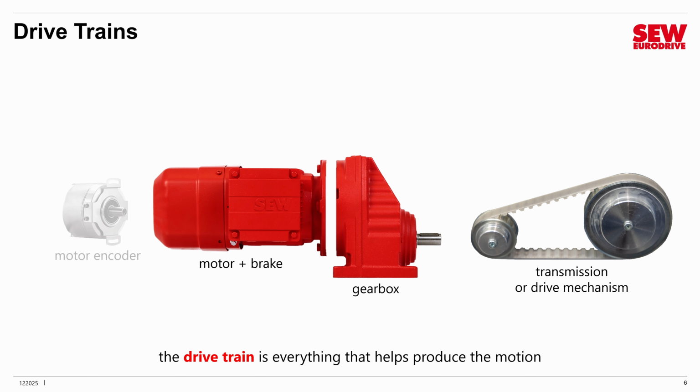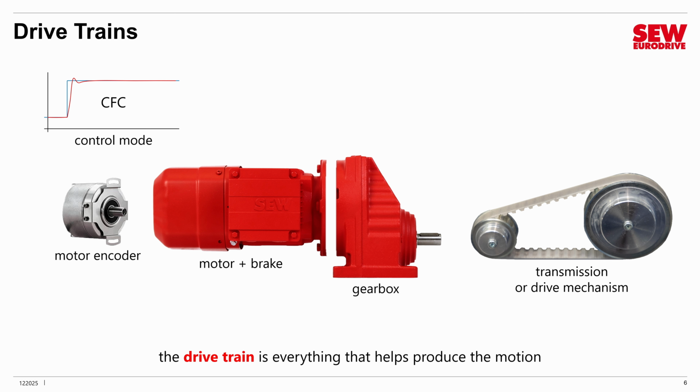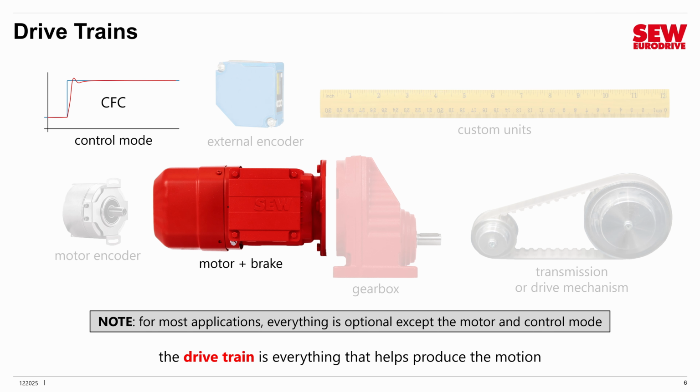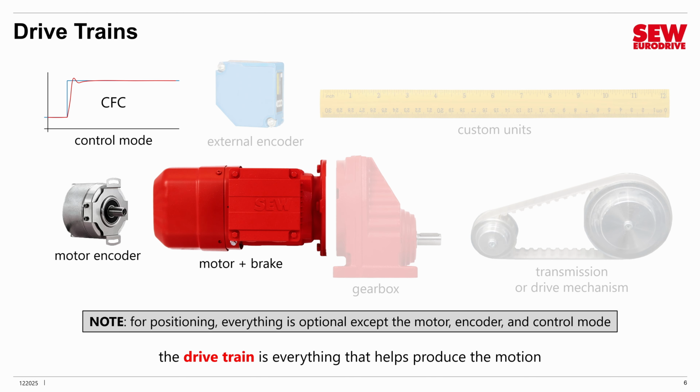If you're doing positioning, the encoder is an obligatory part of the drivetrain. If you're doing a velocity application, it isn't. This isn't a physical component, but it's something that is equally important. That is the control mode that the VFD is operating in. CFC mode is your best mode for positioning. It gives you the most precise results. You might have an additional encoder of some kind, like this laser encoder, and you might have some kind of custom unit. So these are all things that make up that drivetrain. Just a reminder, for most applications, everything is optional except the motor and the control mode. But that encoder is pretty common, and it's a necessity in positioning applications.